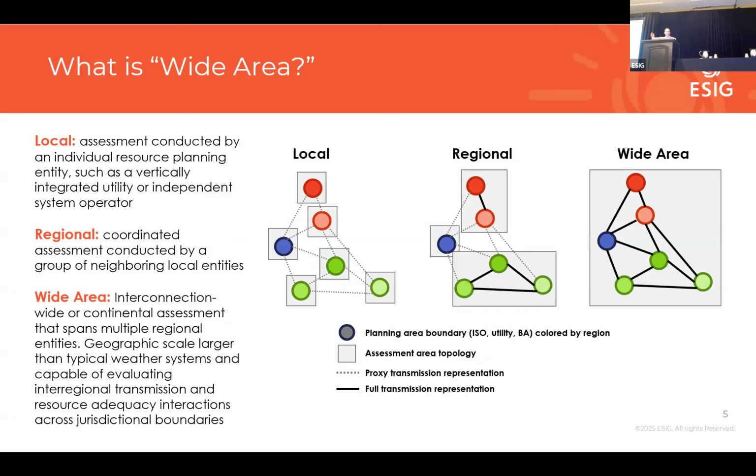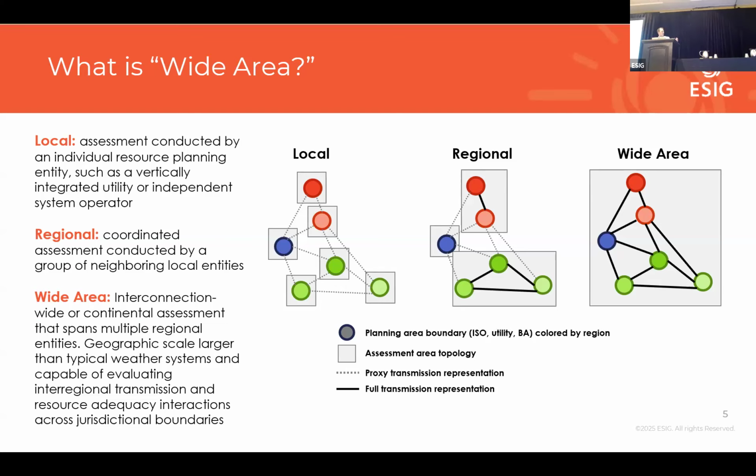So first of all, you're going to hear "wide area" a lot, and we tried to come up with some clean terminology. A local assessment is a probabilistic resource adequacy assessment for just one utility or one ISO doing their evaluation for their system in isolation. A regional assessment is one that's conducted by a group of neighboring utilities or ISOs.